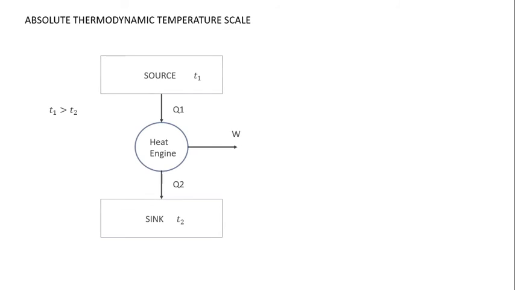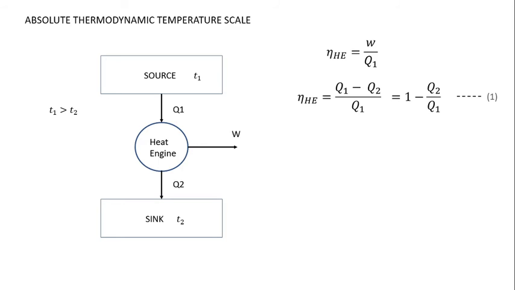Now, what is an absolute thermodynamic temperature scale? Basically, if we consider this as a heat engine, as I have discussed in the previous slides, we can say that the efficiency of this heat engine can be written as W by Q1, which can further be written as 1 minus Q2 by Q1. Let this be equation number 1.